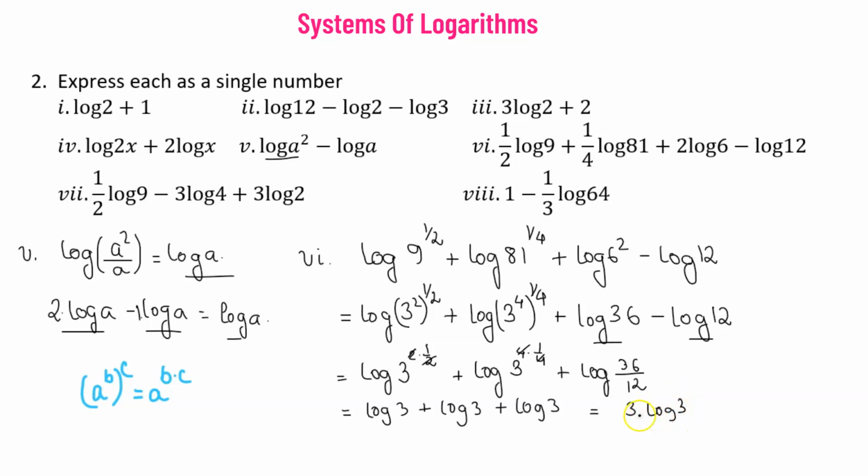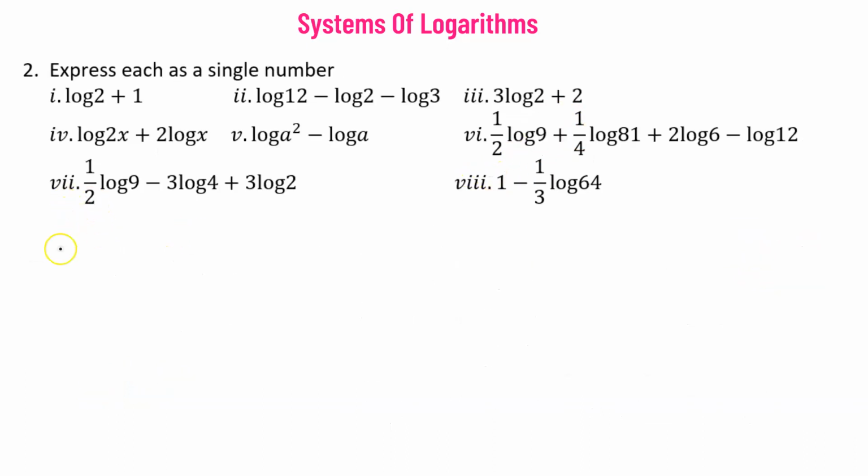We can leave the answer as 3 times log of 3, or we can go ahead and raise 3 as the power of 3. So this becomes log of 3 cubed. So 3 cubed means we have 27. So log 27 is the final answer. The 3 log 3 can also be the final answer. We can also express log of 27 as a single number, which is the value of this particular sum of 4 logarithms. Let's move on to the next problem.